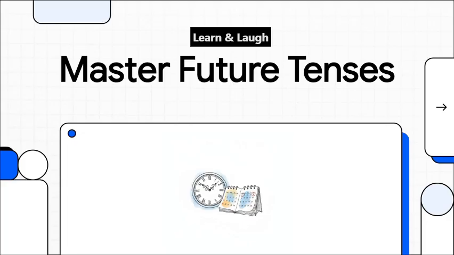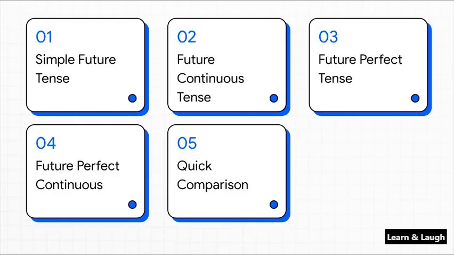We are taking on a topic that tangles many learners: the four future tenses in English grammar. Okay, let's dive into this. We are going to use a really simple step-by-step building blocks approach to master all four tenses today before we compare them side by side.